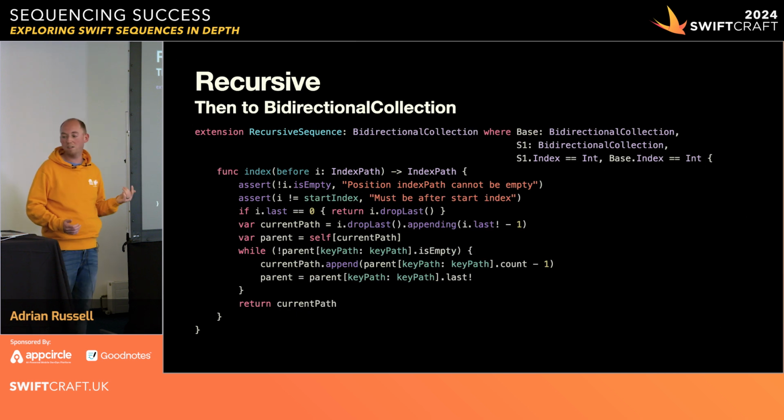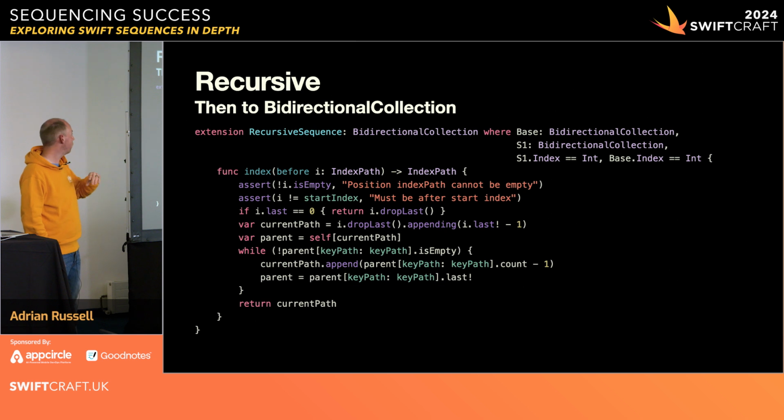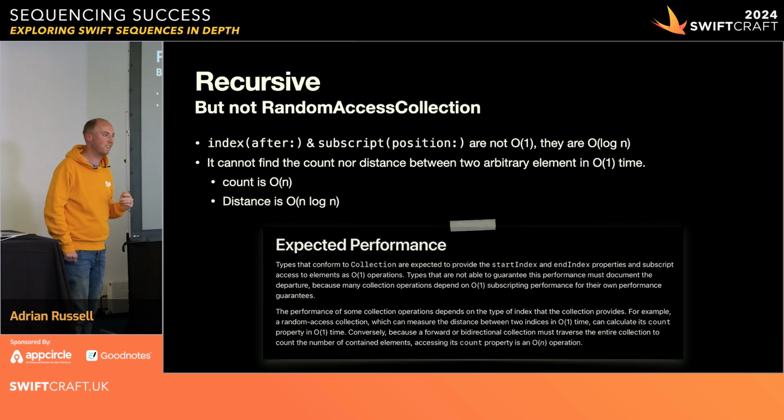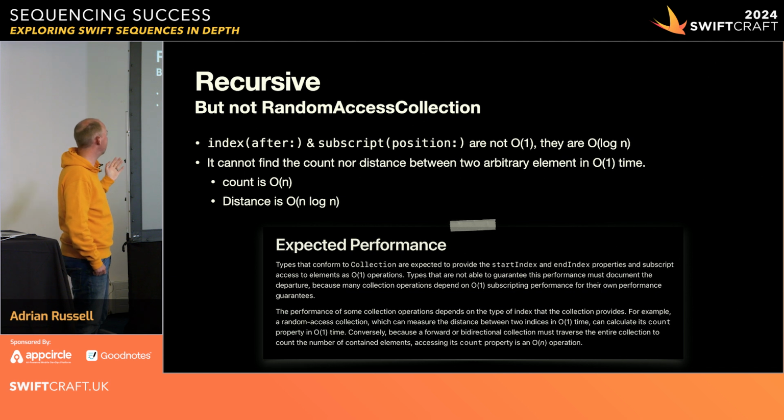So we can perform to bidirectional collection by being able to iterate through the index backwards. But it doesn't perform to random access collection, as we can see by performance. Its index after and its position are not constant, they're log n, because we have to walk that array. It's very much not the distance. Our count is order n as we walk through it. Its distance is n log n, because we need to find a particular element and then we need to walk back through it. So we don't meet any of the criteria for performance for random access collection.